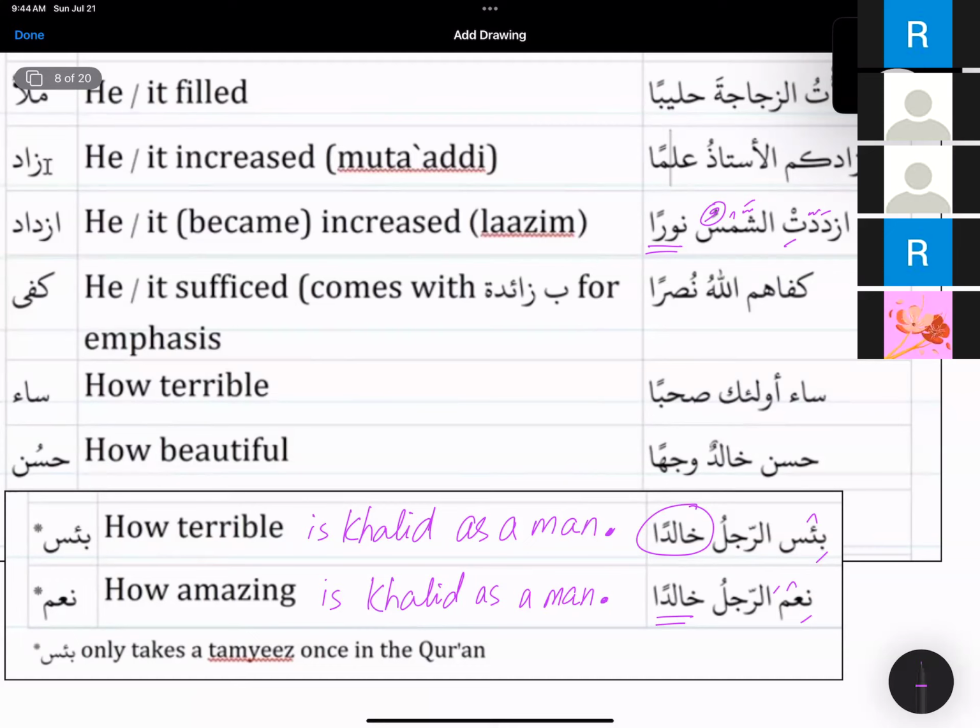Okay, I'm going to look into it. But this is basically not even a jumla fa'iliyya, because bi'sa and ni'ma need an ism after it and a khabar. So this is an naqis. So bi'sa, the rajulu is the ism of bi'sa, and Khalidan is basically the khabar of it. Okay, so the khabar is going to be mansub of bi'sa and ni'ma. So that is basically different, we are not even looking at jumla fa'iliyya. Okay. Can we translate it as the misery of the man, something like that?